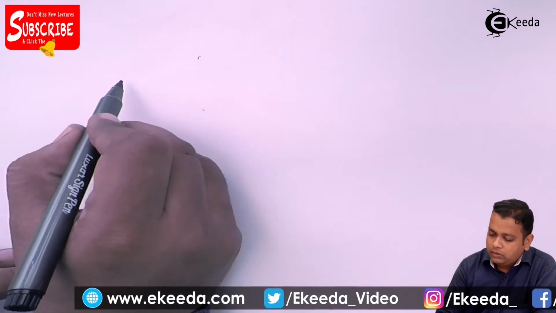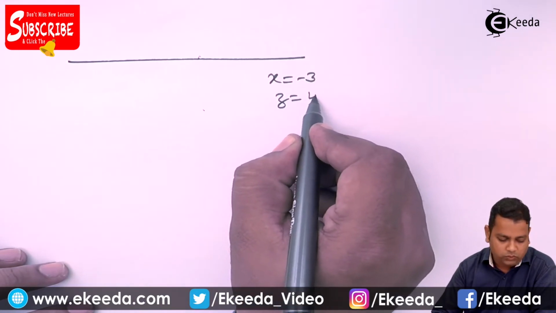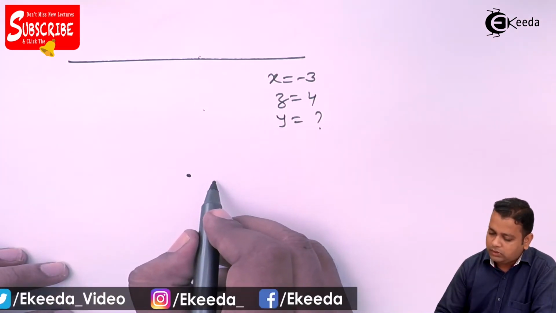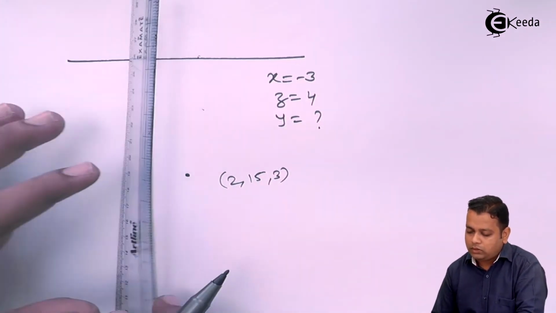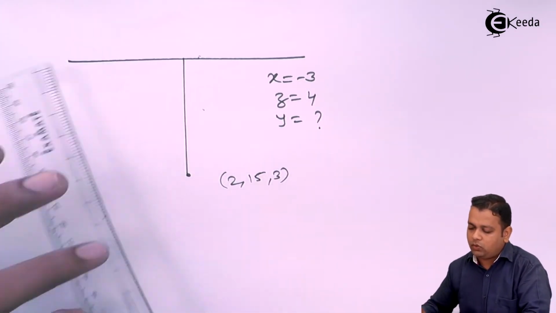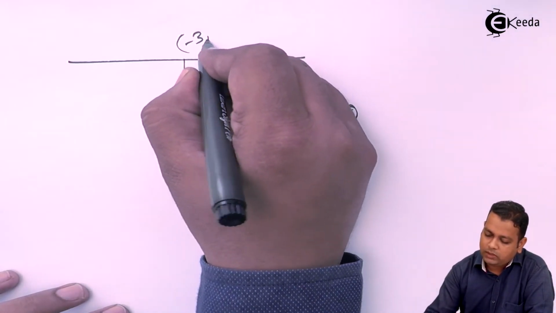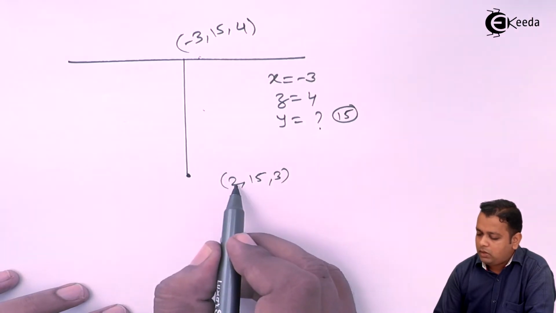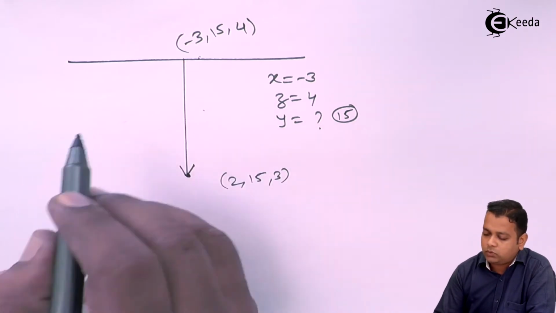Now in the simple diagram, I shall show you, this line charge is having x equal to minus 3, z equal to 4, and y equal to what? So from the field point, that is (2, 15, 3), the perpendicular will be dropped on the particular line, and it will obviously intersect at y equal to 15. So here the coordinates are (-3, 15, 4). The coordinates at the field point are (2, 15, 3). The vector will be oriented like this.